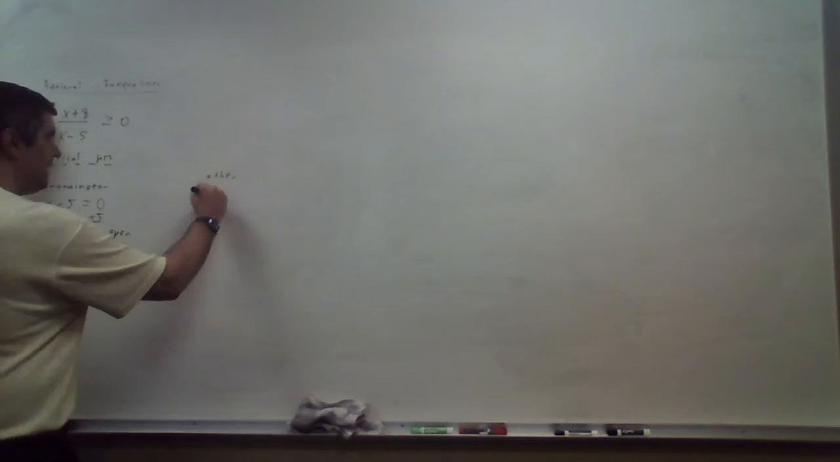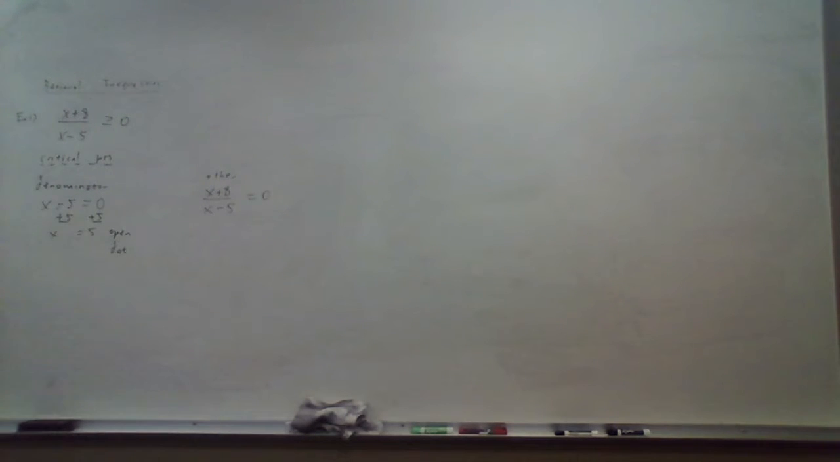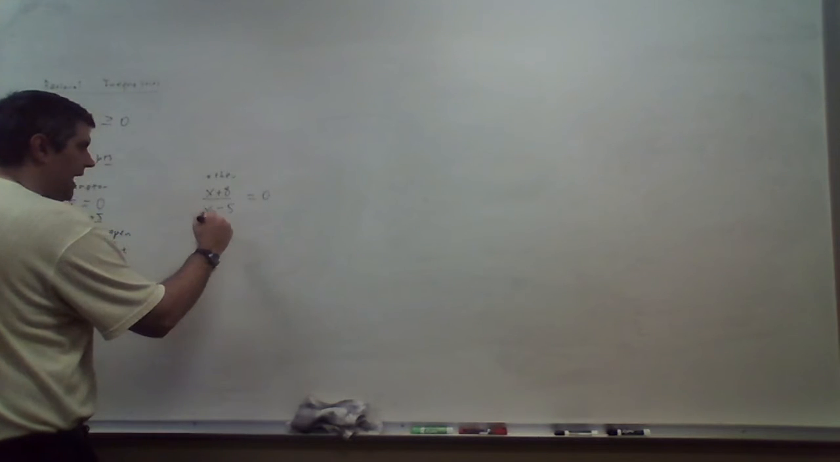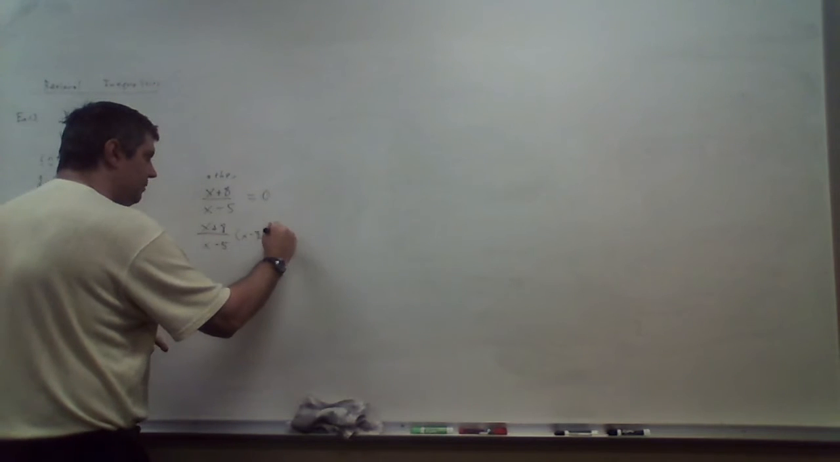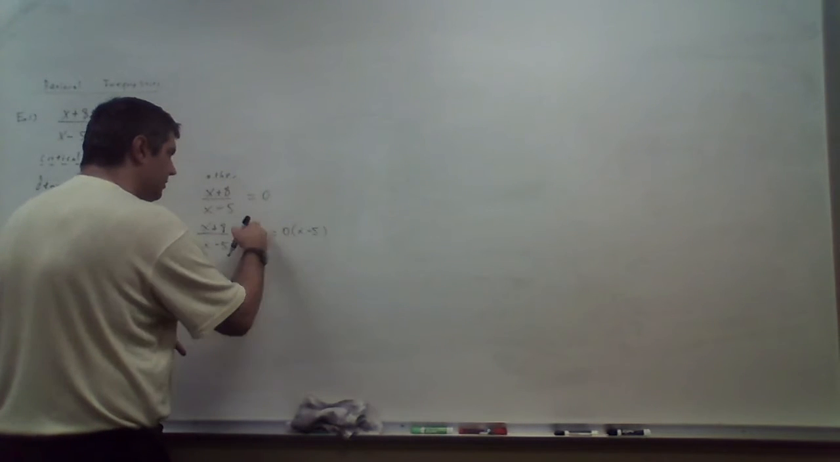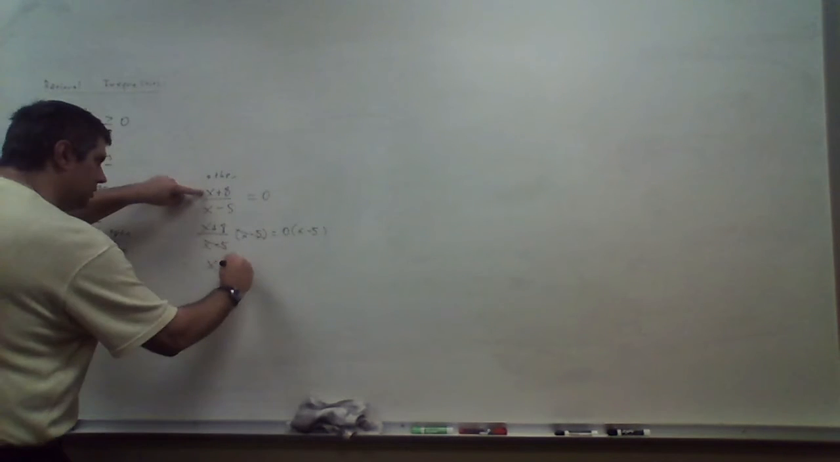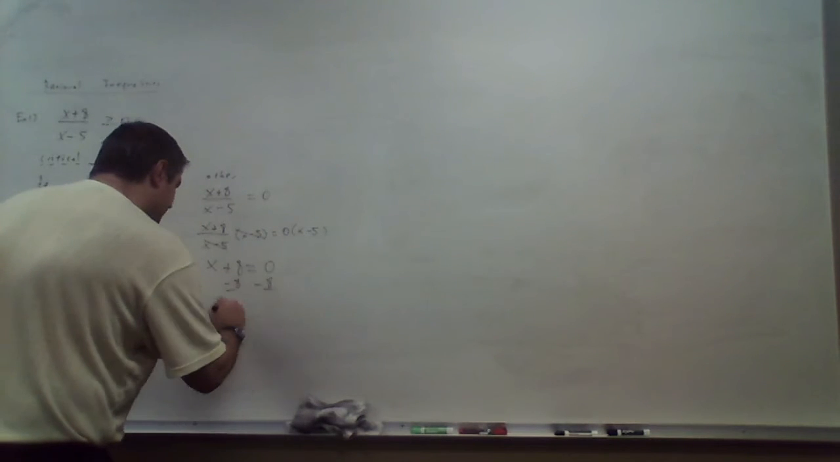The other critical point is found by setting the inequality up as an equation. Well, we can just do x plus 8 over x minus 5 times x minus 5 equals 0 times x minus 5. The truth of the matter is that a fraction only equals 0 when the numerator equals 0. Okay? So subtract 8. x equals negative 8.